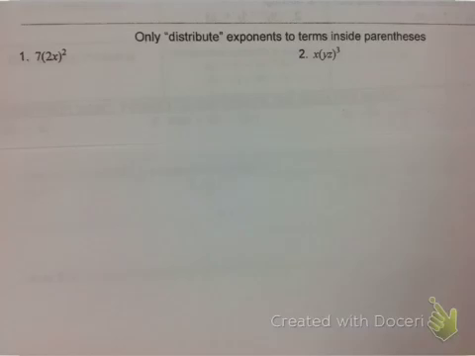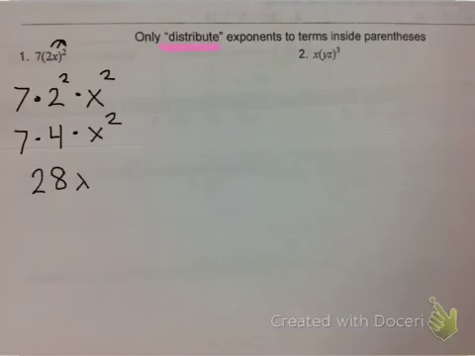It's also important to remember that you only distribute your exponents to the terms inside the parentheses, okay? So looking at number 1, the 7 is outside the parentheses, so it will not be squared. The 2 and the x will both be squared because they're inside the parentheses. So you only distribute to the inside. My 7 stays the same. So I have 7 times 2 squared times x squared. So it's 7 times 4 times x squared, or 28x squared.